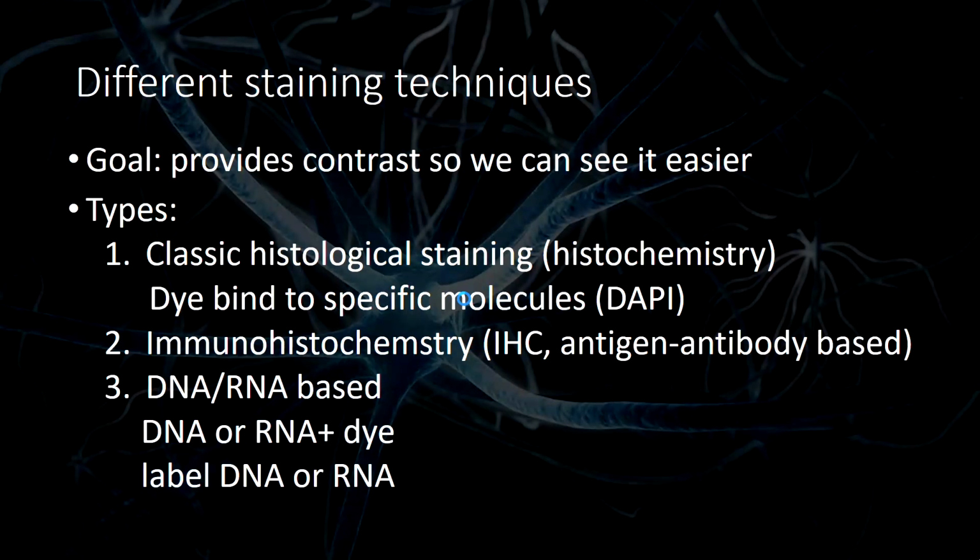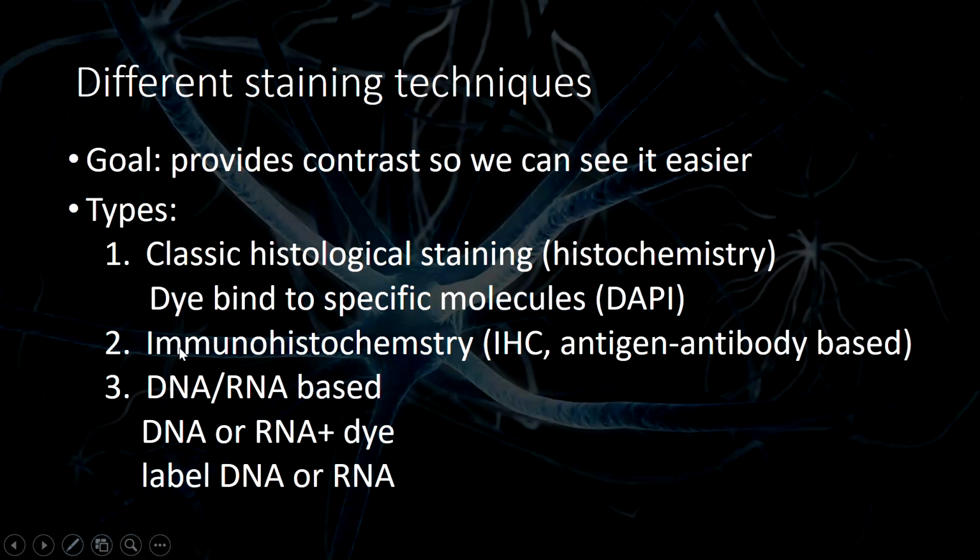The goal of staining is to provide contrast so we can see small structures a bit easier. And there are 3 types of staining. The first one is classic histological staining, and we usually call this histochemistry. Histo means tissue, and chemistry means we are using some chemical, which is the dye that we use to stain the tissue. In this type of staining, we use a dye to bind to a specific structure. For example, DAPI stain is a histochemistry staining. DAPI will stain DNA, particularly the AT-rich region of the DNA, right?